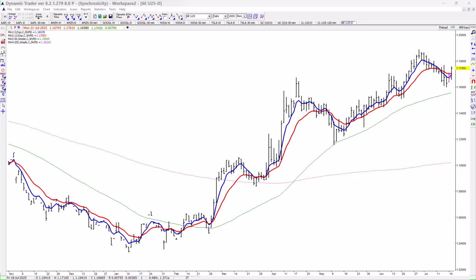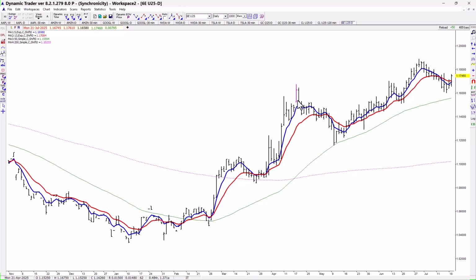In today's video, I'm going to go over how we found a setup in Euro futures. This is the September contract. It is the daily chart. And again, what I'm going to do is run all possible price projections, retracements, and extensions and see what we can come up with.